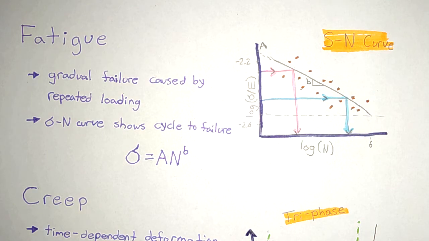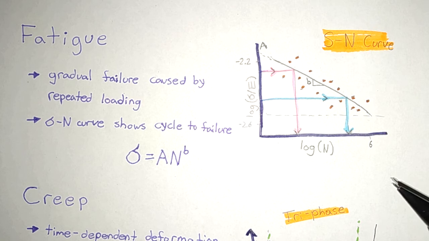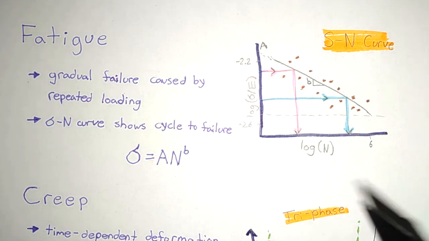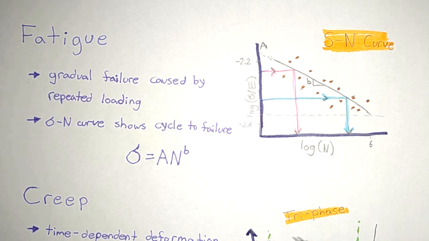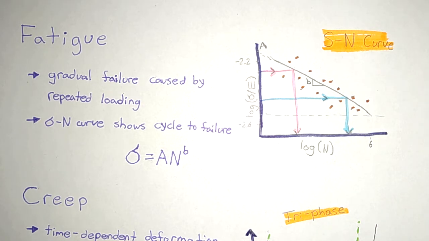So now we're going to look at a little more complicated biomechanical behaviors of bone. The first common one is fatigue. Fatigue is defined as the gradual failure caused by cyclic loading, a loading that constantly repeats.